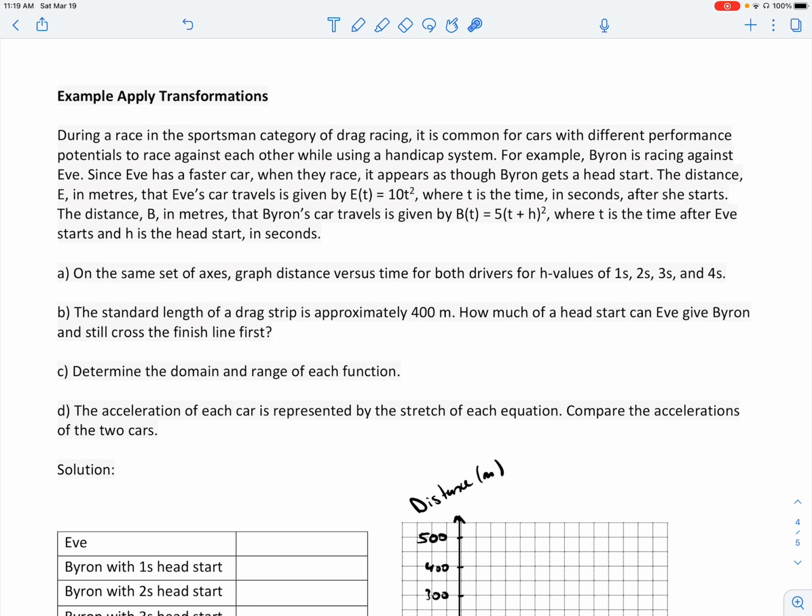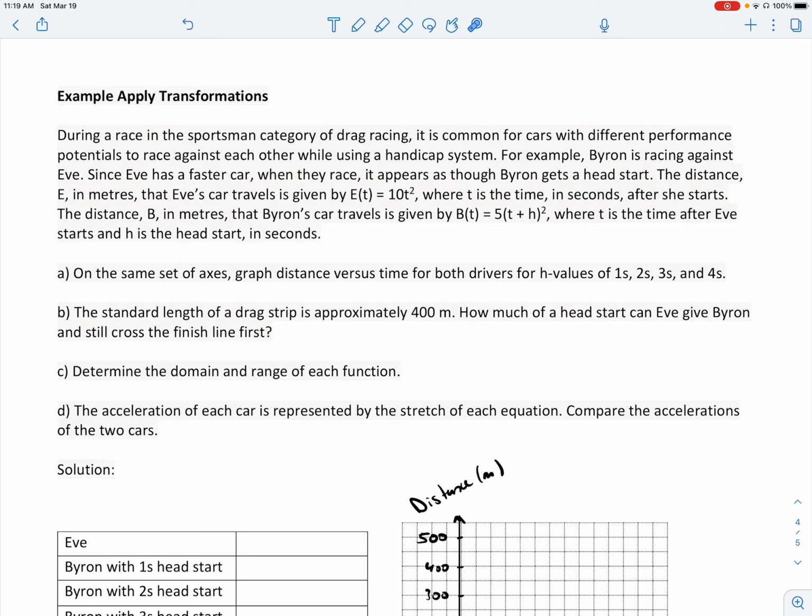The distance E in meters that Eve's car travels is given by E equal to 10t squared, where t is the time in seconds after she starts. The distance B in meters that Byron's car travels is given by B equal to 5 times (t plus h) squared, where t is the time after Eve starts, and h is the head start. So you can see in this equation, the h there accounts for the head start that Byron is given.